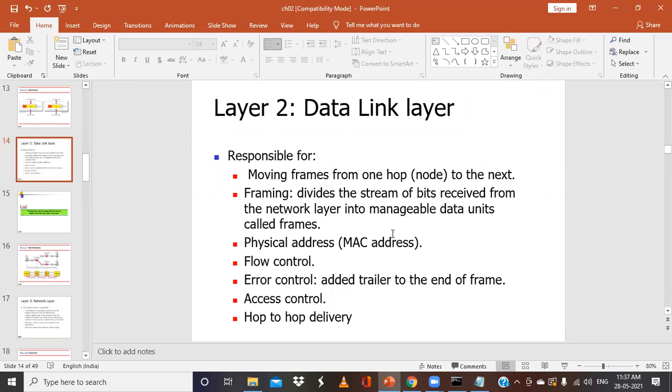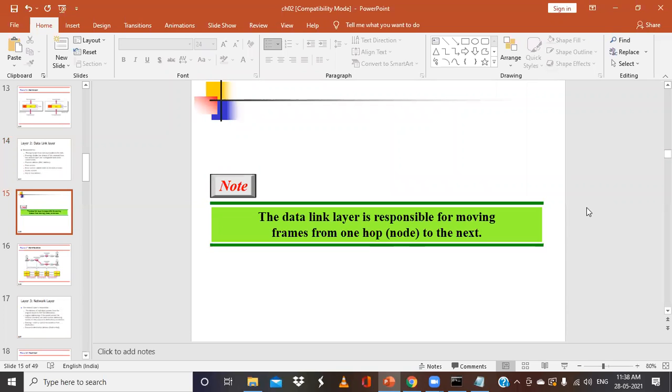And then about flow control, the sender and receiver should have a proper understanding of the data transmission of the frames. Then there is error control, to avoid duplicate frames, or if frames are lost due to traffic or congestion, there is a possibility of errors occurring. These errors can be detected by the data link layer, and then there are access control and hop to hop delivery. So these are the responsibilities of the data link layer. The data link layer is responsible for moving frames from one hop to the next.